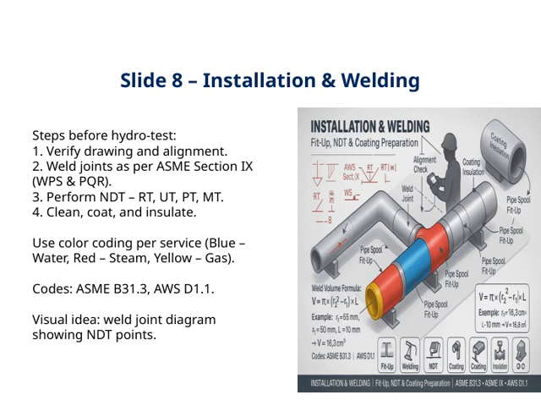We also follow specific codes, primarily ASME B31.3 for process piping and AWS D1.1 for structural welds. These codes guide our entire process to ensure compliance and safety. Finally, visually, you'll see weld joint diagrams with NDT points marked, highlighting where inspections are performed. This visual helps us understand the critical inspection spots and maintain quality throughout. So, in summary, verifying drawings, proper welding, rigorous testing, and clear identification all come together to ensure a reliable, safe system ready for hydro testing.